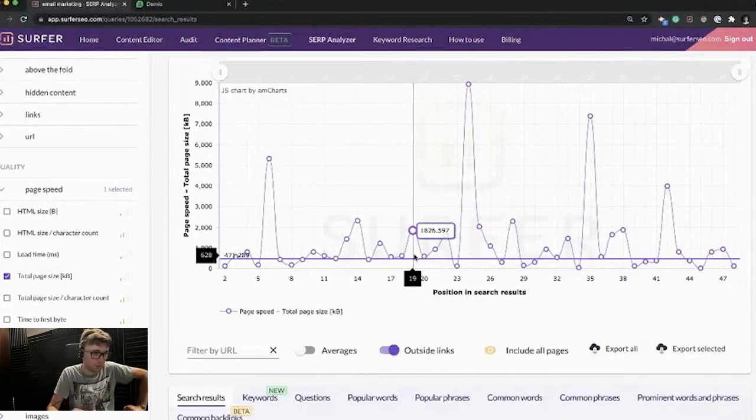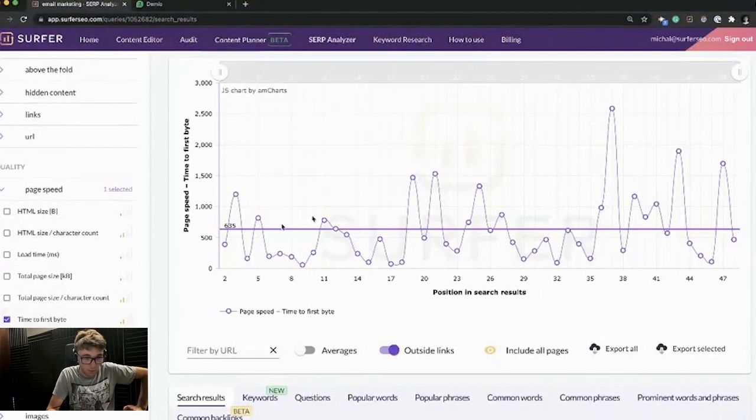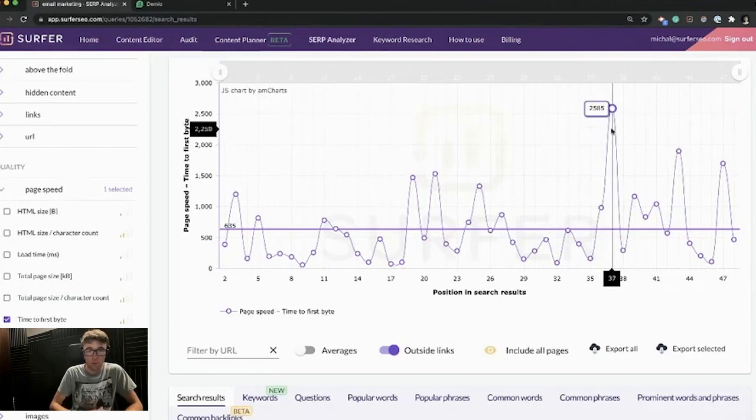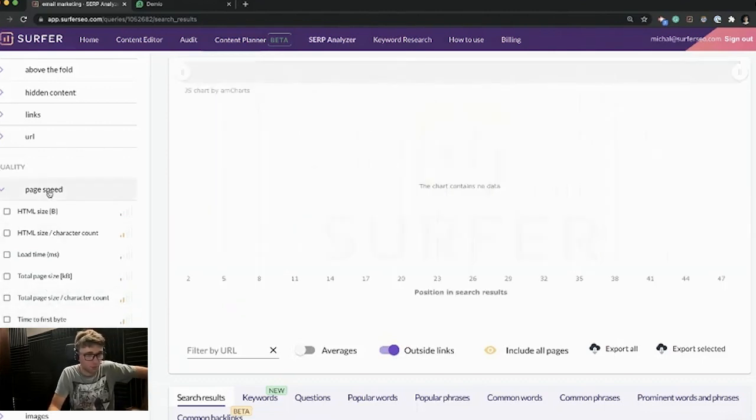1,800 kilobytes, it's low. Maybe they have issues with the server. And yeah, their server responds in over a second, almost 1.5 seconds. So it would be a good idea to reduce that. Or these guys, 2.5 seconds TTFB. That's way too much. So you can take a look at the page speed as well to find out if you are okay.